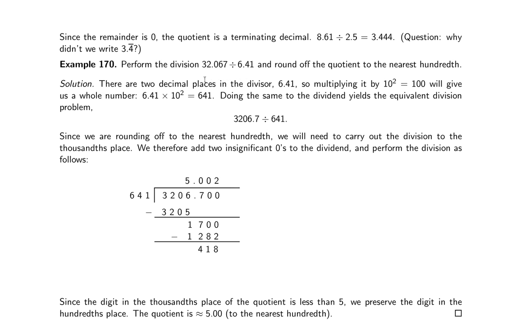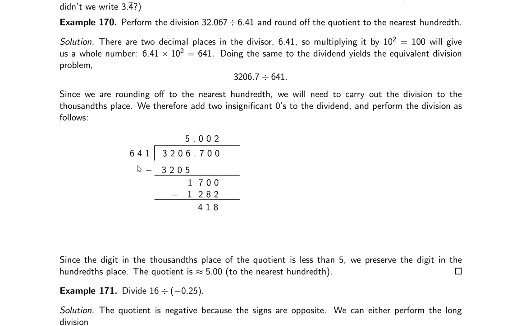And here's a rounding one. This one you're dividing by 6.41. So multiply top and bottom by 10 to the power 2. Okay, so we're moving 2 places. And so this question is equivalent to 3,206.7 divided by 641. Okay, so dividing by 641, that's going to be painful.